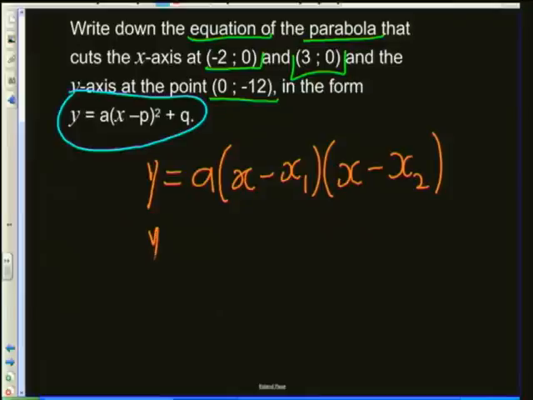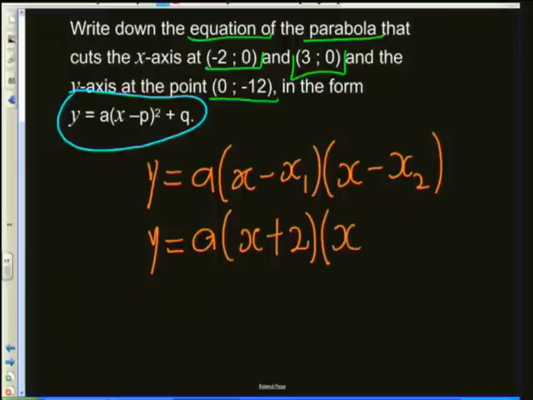Right, so that means y is equal to a, which we do not know, but we do know the 2 x-intercepts. The first one is going to be x minus negative 2, okay, and a minus is a plus, so it's going to be x plus 2, right? Signs are very important, okay, and the second one there is going to be x minus x2. What is my x2? It's 3, so it's x minus 3, okay?